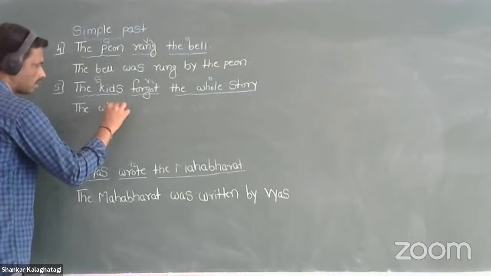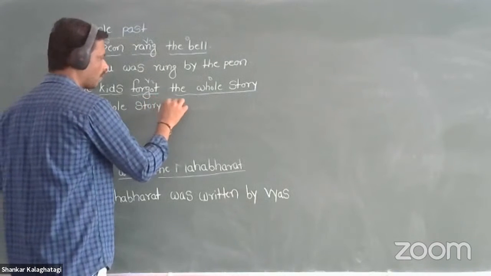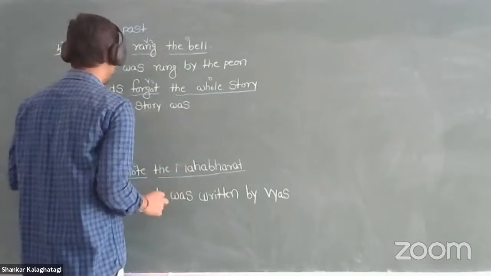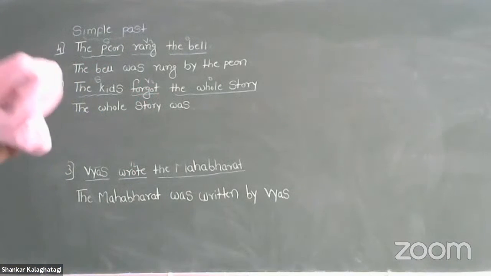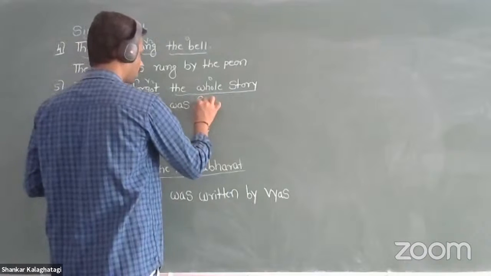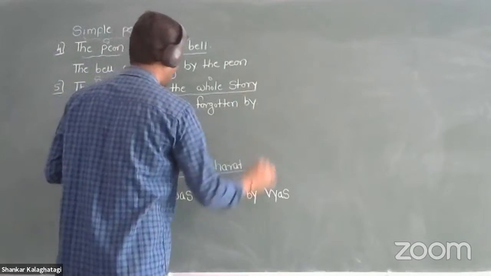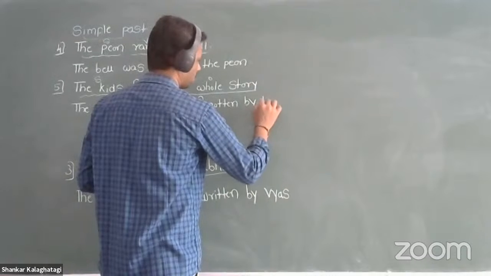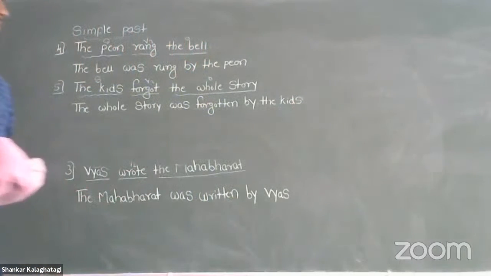The whole story. Now singular: was. The whole story was. Okay, forgot is the second form of the verb. Now the third form of the verb is forgotten. Okay, so that's what we have to write. Forgotten by. Now the kids we have to write as it is. Okay, so these are the 5 examples we have given for simple past.